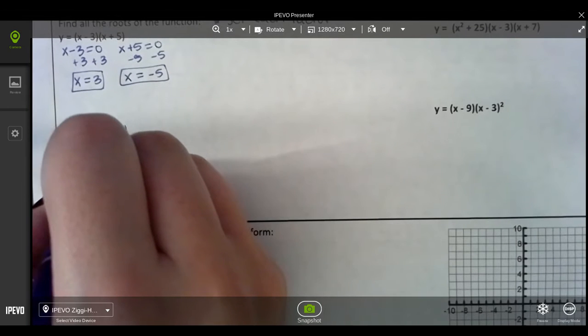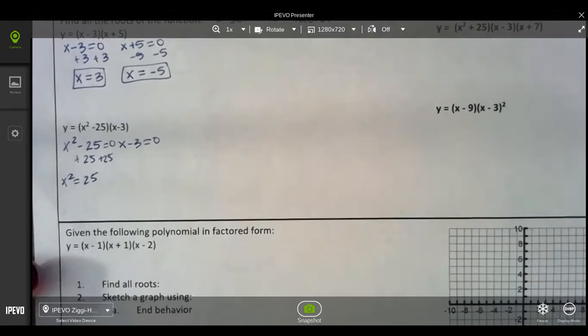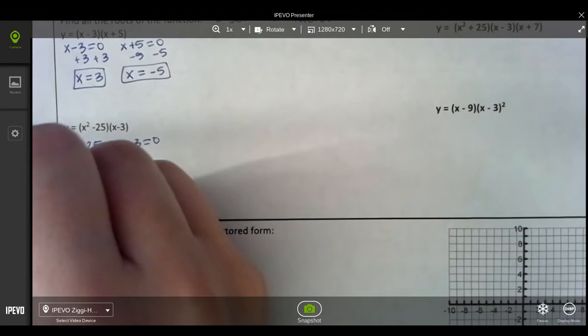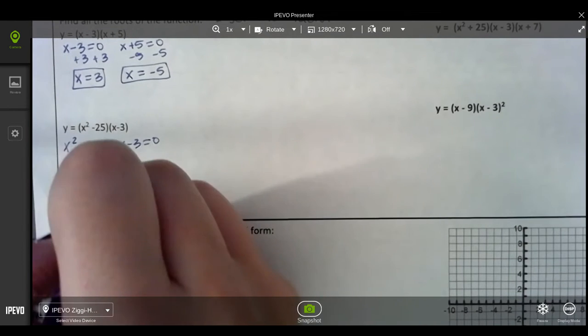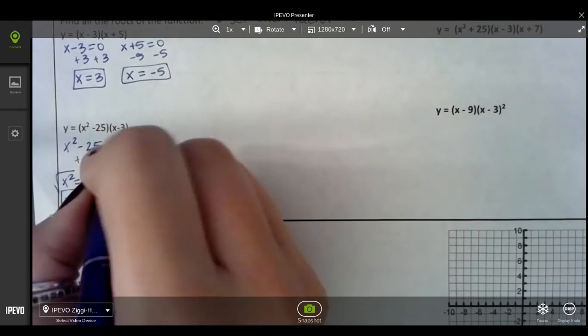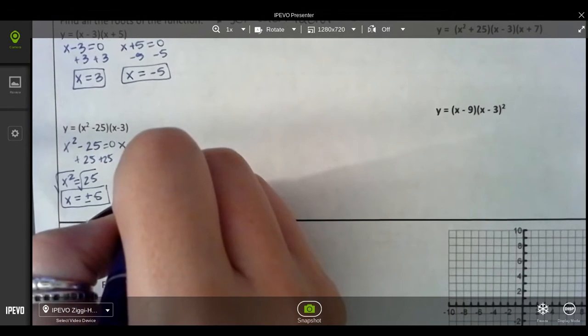Add 25 to both sides. X squared equals 25. I don't have x alone yet. I need to take the square root of both sides, so I'm going to get x equals plus or minus 5. Finishing off with my factors, add 3 to both sides. I'm going to get x equals 3.